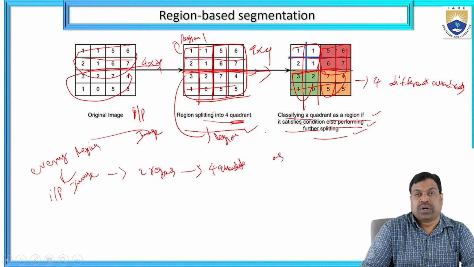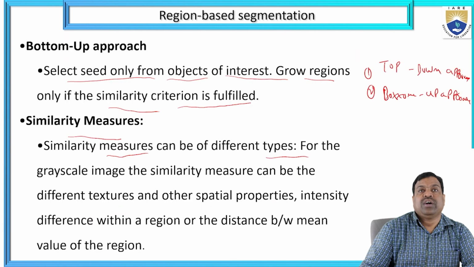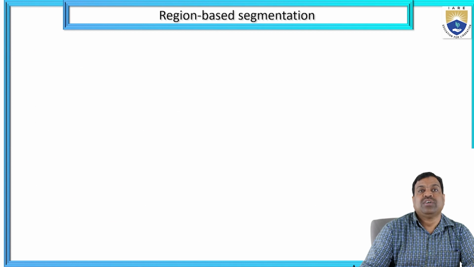So top-down and bottom-up. The top-down approach needs to define the predefined seed pixels, either all pixels or randomly chosen seed pixels, and the bottom-up approach selects only the objects of interest and grows regions only if the similarity criteria are fulfilled. But what are the similarity measurements? Similarity measures can be of different types for a grayscale image, and the similarity measures can be different textures and other spatial properties, such as the intensity differences within a region or the distance between the mean values of the regions.